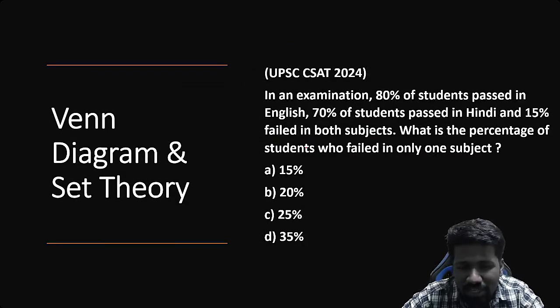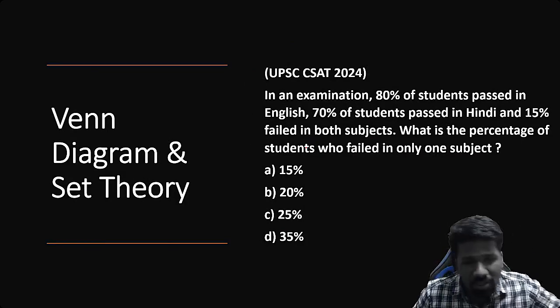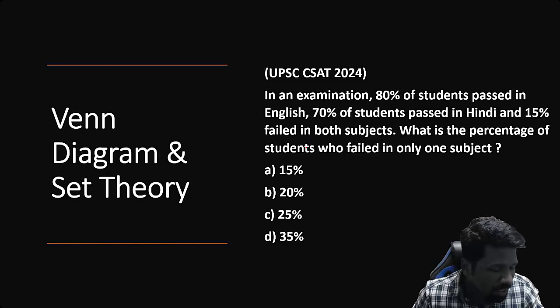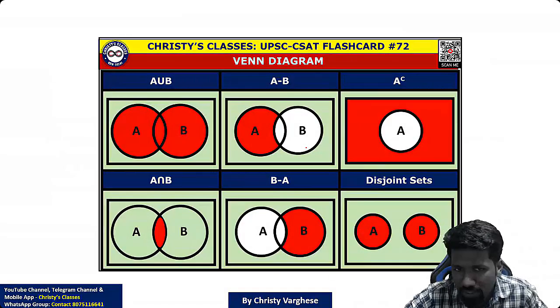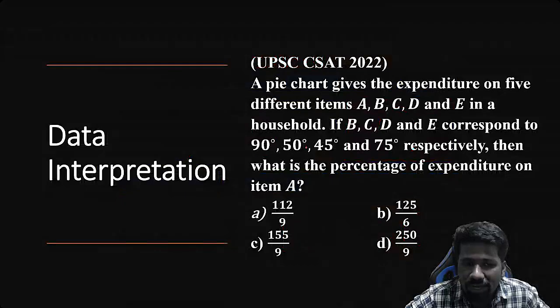Then Venn diagram, set theory. Some aspects of this chapter are based on quantitative aptitude, some are reasoning, but we'll be discussing all aspects of it. This was a 2024 question. How to draw a Venn diagram, what are the different types of Venn diagrams, etc. If you know, this chapter is super easy.